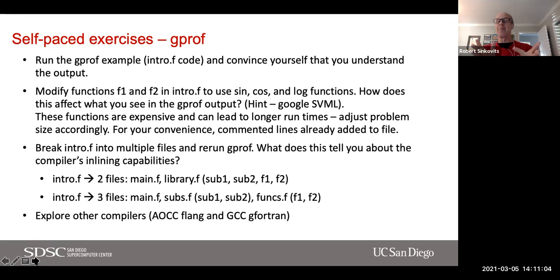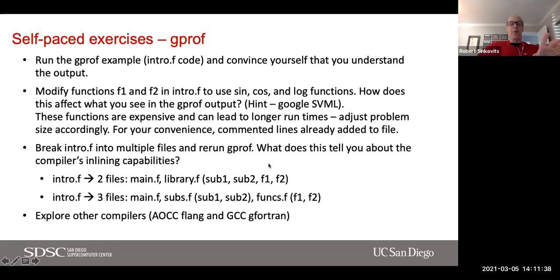You're going to see some lines that look a little mysterious. I'm going to say Google SVML when you get to that part. Note that trig functions and log functions are very expensive compared to multiplication, addition, and even relative to square roots and divisions. So they can lead to longer runtime, so you might want to adjust your problem size down a little bit. And for your convenience, I already have commented lines in the file that you can uncomment so that you can use the sine and cosine functions.